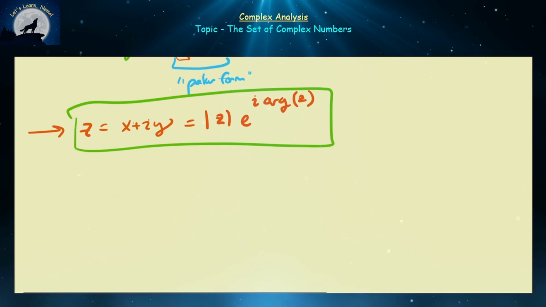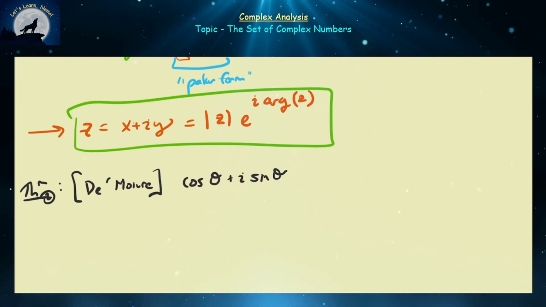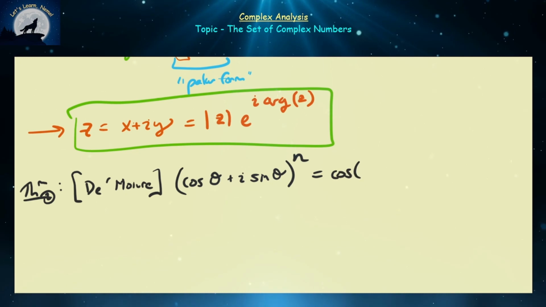Now, there are several different theorems and cute tricks that you can pull with the polar form of complex numbers. One of the very important theorems that you probably should know is associated to de Moivre. So the de Moivre theorem for complex numbers states that if you have cosine theta plus i sine theta, and you exponentiate the sum to the power of n, where n is some real number, what you will actually get is cosine of n theta plus i sine of n theta.